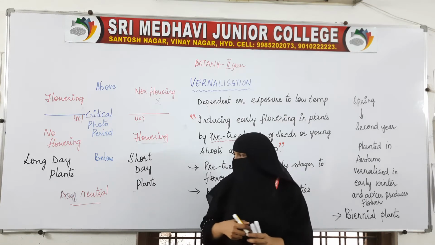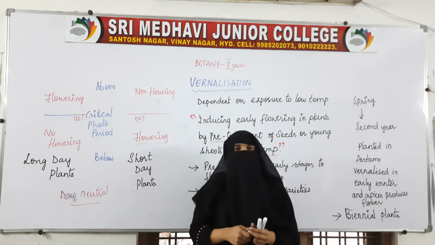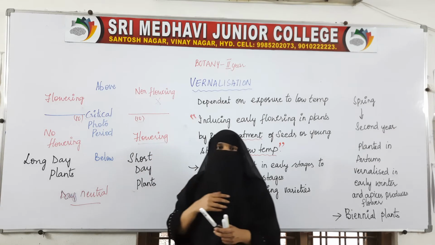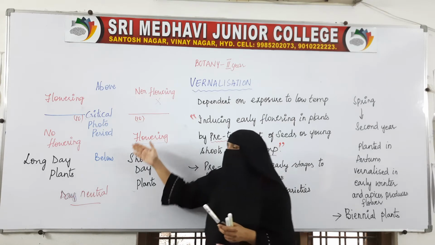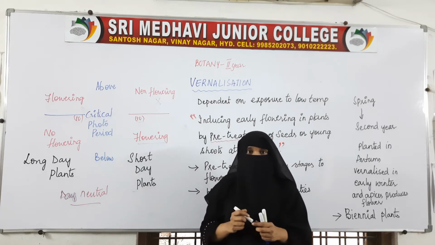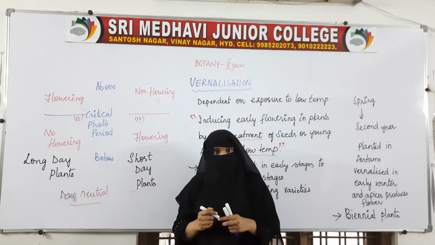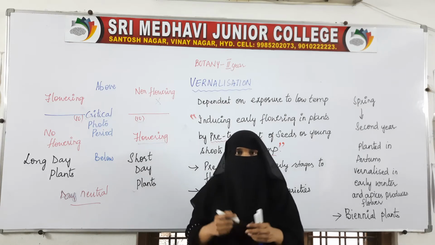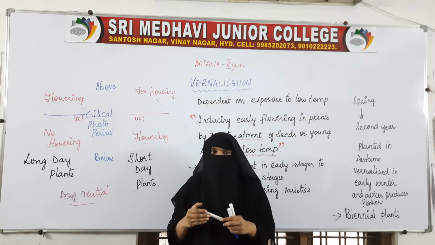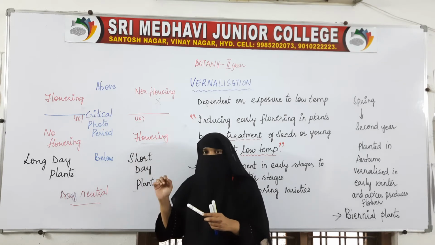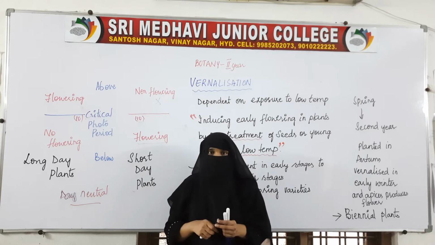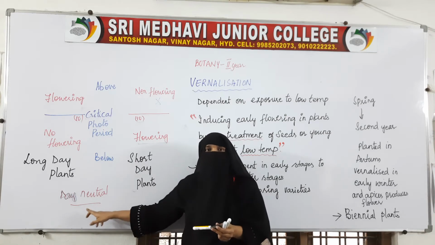And there is one more variety of plant, that is day neutral plants. They are independent of light. If they get sunlight above the critical period, or below the critical period, nothing will affect them. Once the plant finishes its vegetative phase and enters the mature phase, then it will flower. It does not depend on the duration of exposure to light. Such plants which do not depend on sunlight for flowering are called day neutral plants.